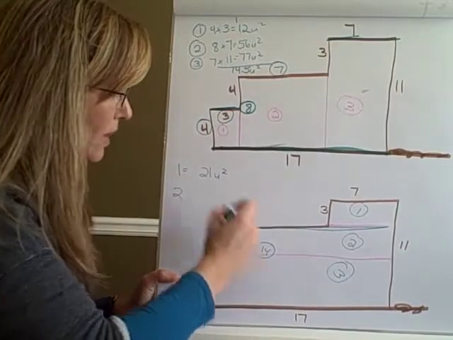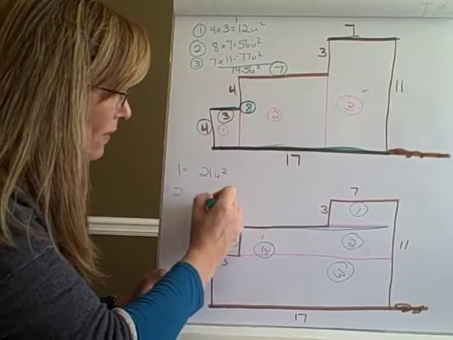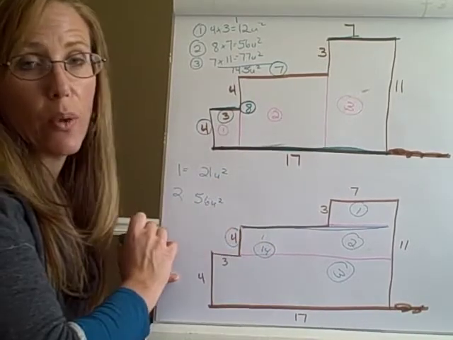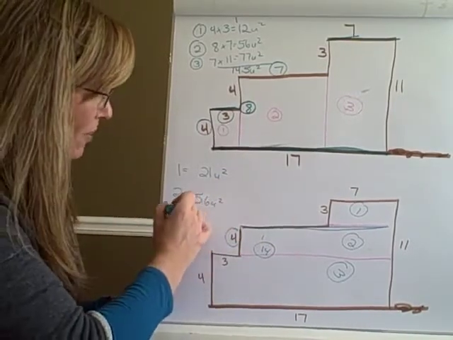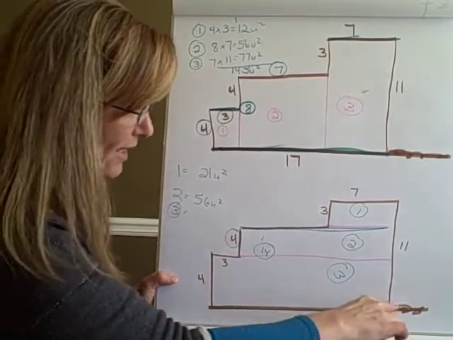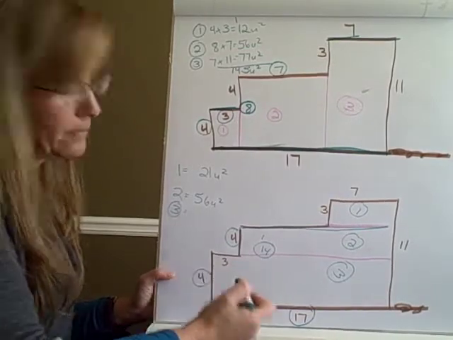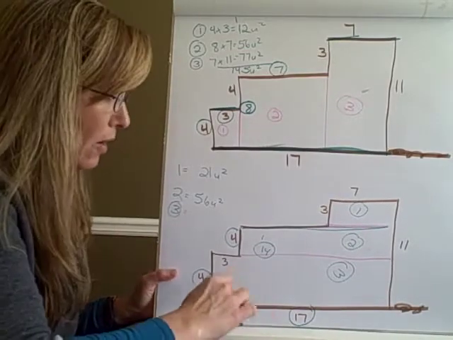4 times 4 is 16. Carry the 1. 4 times 1 is 4 plus 1 is 5. 56 units squared. Then I've got shape 3. See if my measurements are right here. Well, I got 17. I know I can use that. And I got 4. I can use that. Super, I don't have to figure anything out.